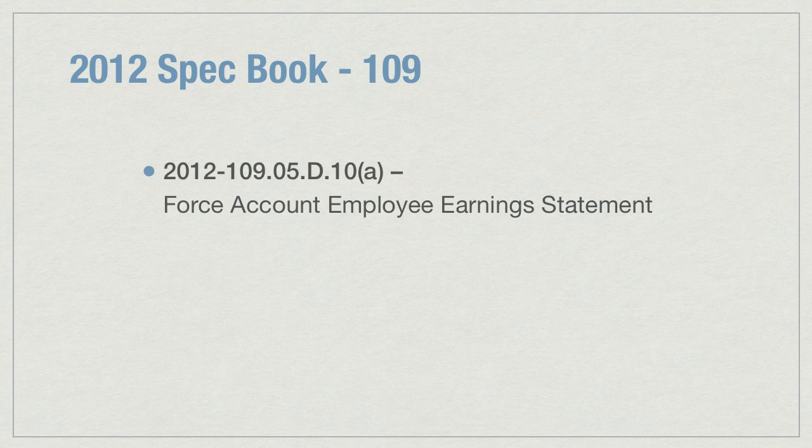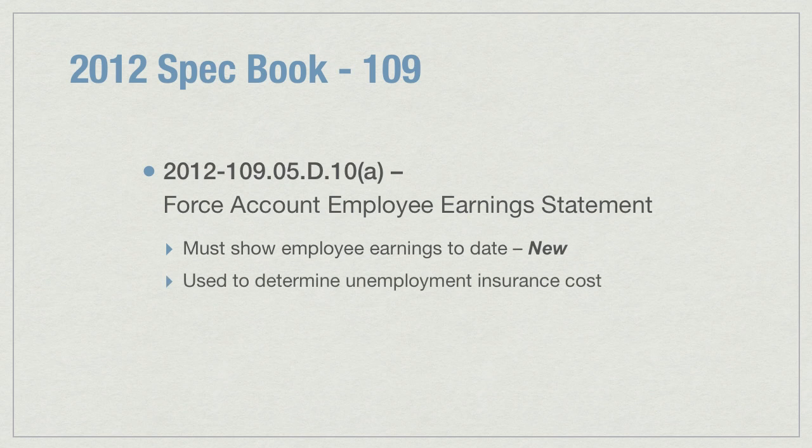Subsection 10905D10A, Force Account Employee Earnings Statements, has a new requirement. That statement must now show the employee earnings to date. This is because unemployment insurance is only paid on a portion of an employee's earnings, and once the employee exceeds those earnings, there is no unemployment insurance charge. In order to accurately determine if unemployment insurance is a cost of this additional work, it is necessary to know the employee earnings to date.